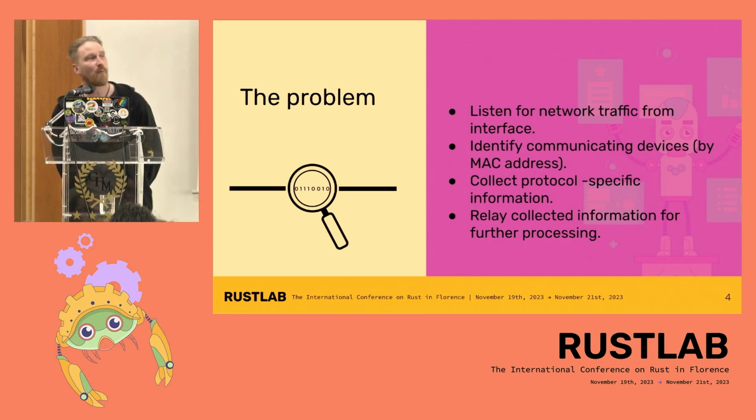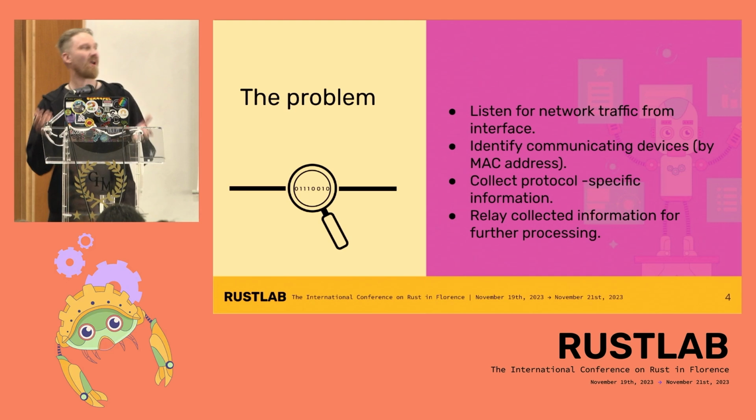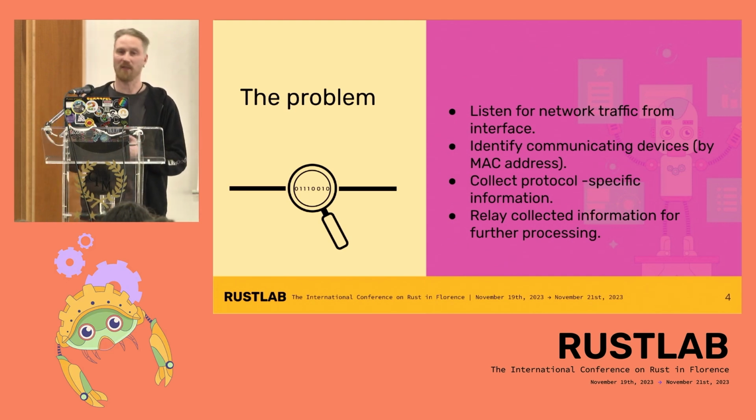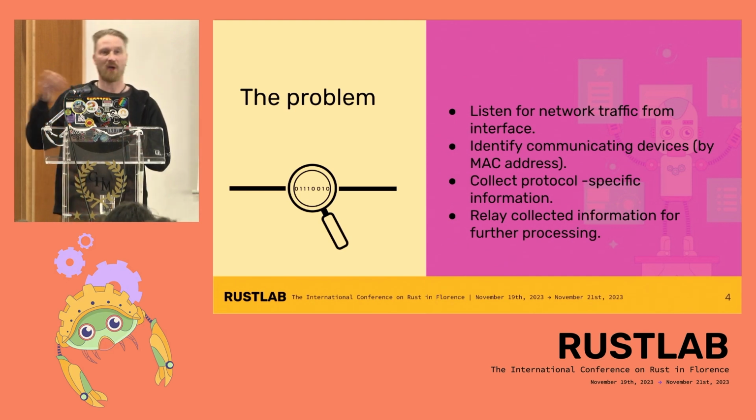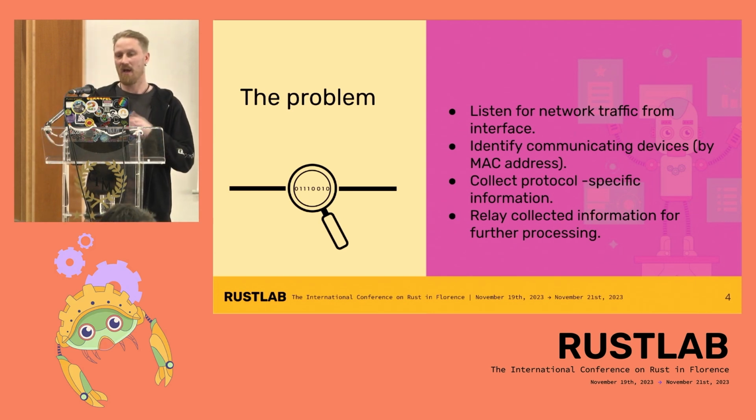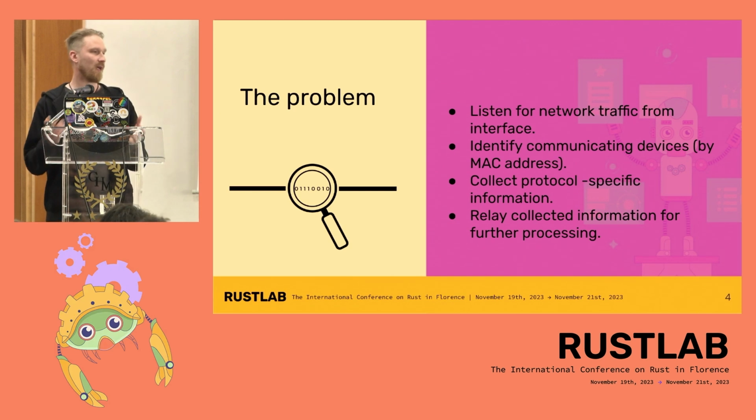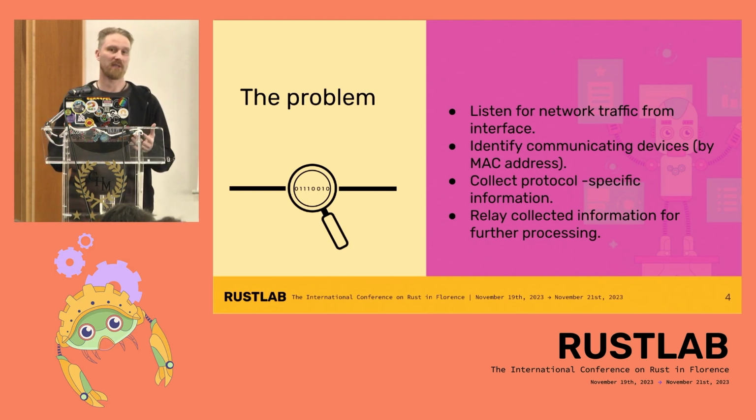So let's start with the problem that we had, or the idea that we had. We wanted to create this sort of a probe that you would put in your network. It would listen to traffic from an interface. It would get the traffic to the interface, for example, from a mirror port on a switch, or it could work on just an active port. It would listen to this traffic and then identify devices communicating on the network based on their MAC addresses. So the basic question was what devices there are on this network.